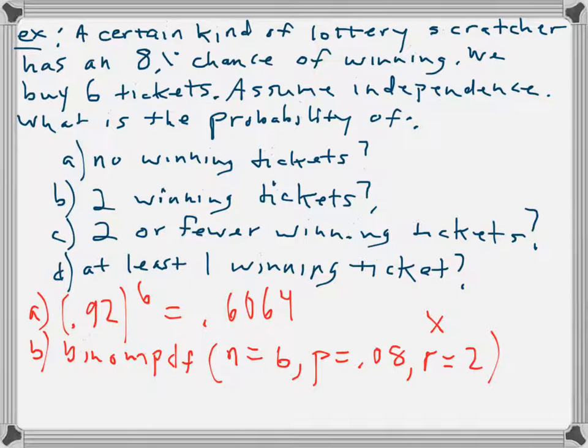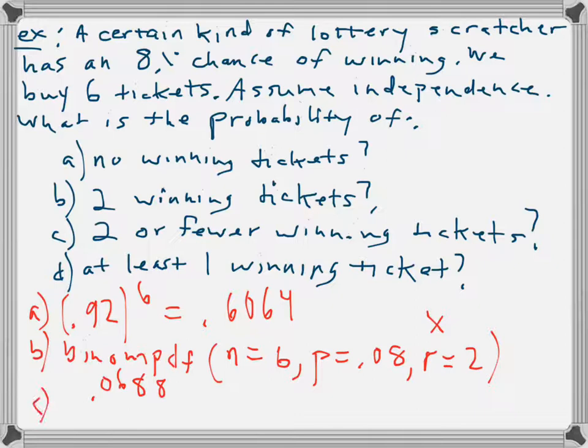All right, if you forgot where that was on your calculator, it's under second vars, under distribution, and it's down just a little ways. Binomial PDF, trials 6, probability of success 0.08, x value 2, paste. I got 0.0688.